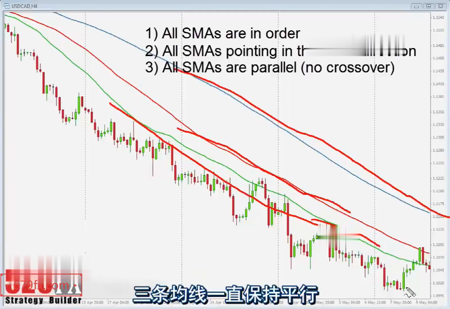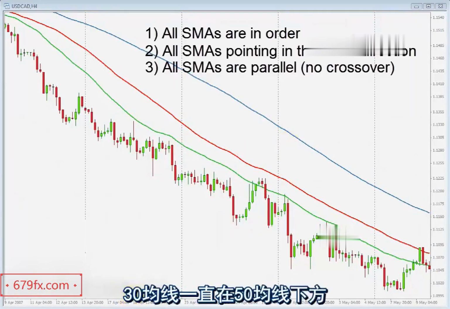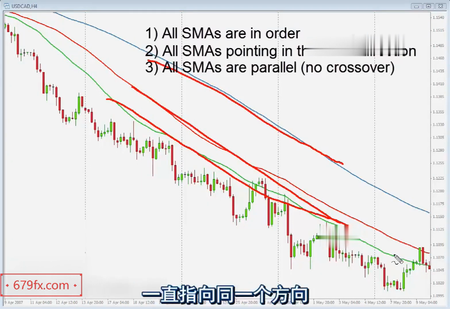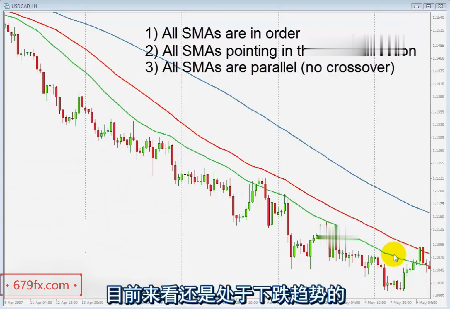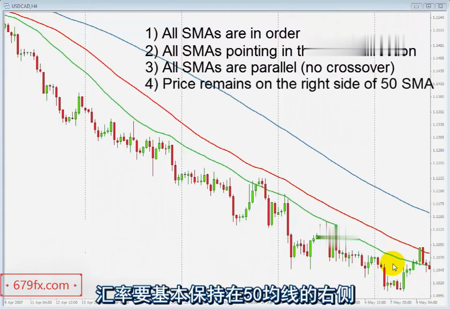All right, on those moving averages, they are all of them parallel to each other, or like I say, no crossover whatsoever. Always the 30 moving average remains below the 50, and the 50 always below the 100, always parallel to each other, always pointing in the same direction, and no crossover whatsoever. So far so good. We are certainly, for the time being, downtrending. Now, the fourth condition is that price remains on the right side of the 50 simple moving average most of the time, okay?